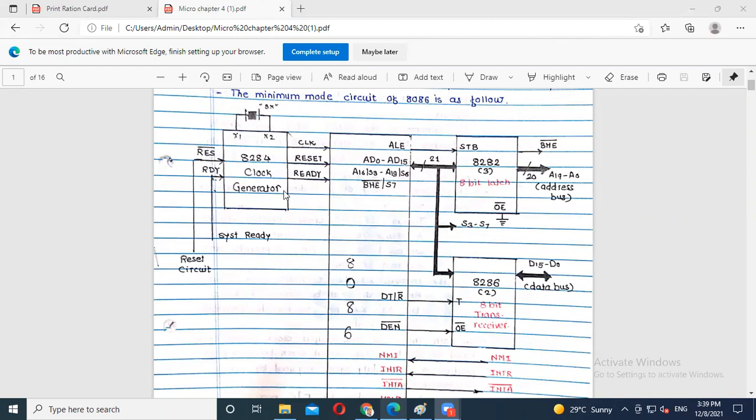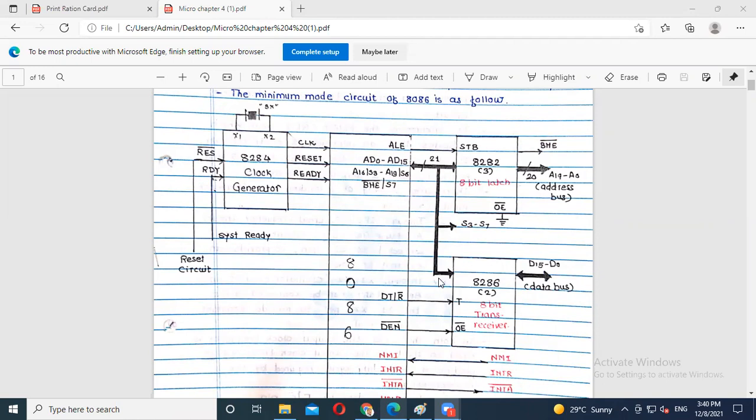Along with the 8282 and 8284 chips, we also use the 8286 chips. Here also we have 16 data lines, D0 to D15. Those are nothing but the data bus, which we connect to the data transmitter or data receiver, along with the data enable. We use this 8-bit transmitter as well as receiver. So this is the entire minimum mode configuration of the 8086.